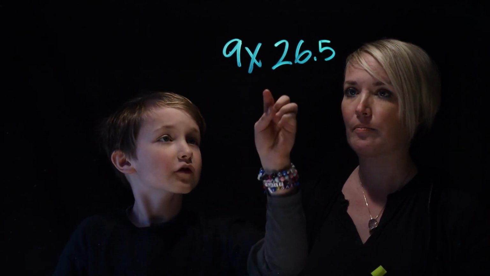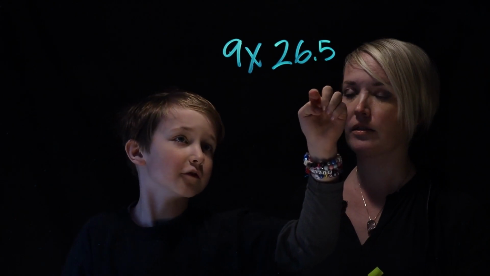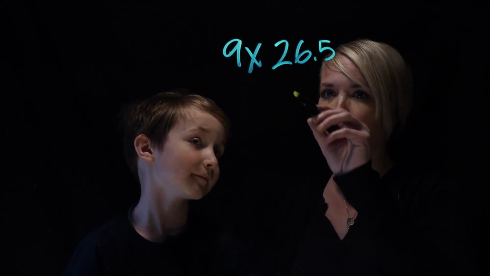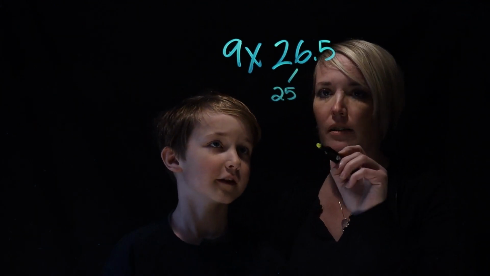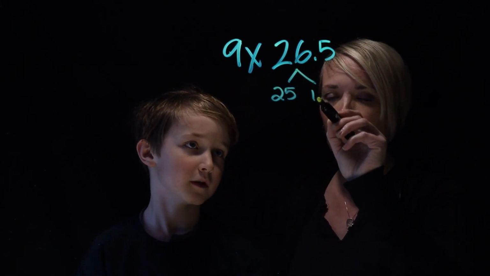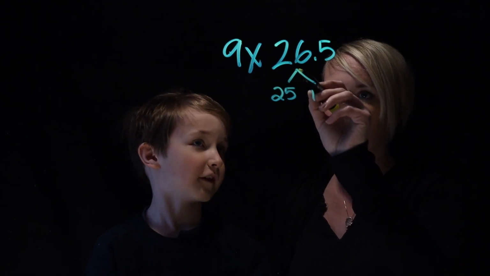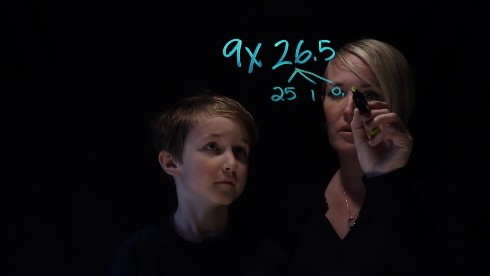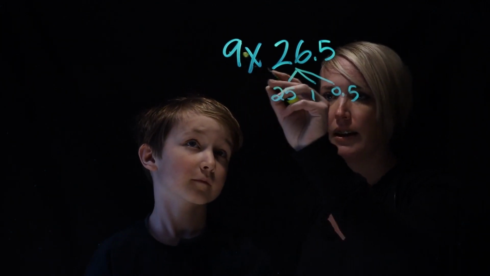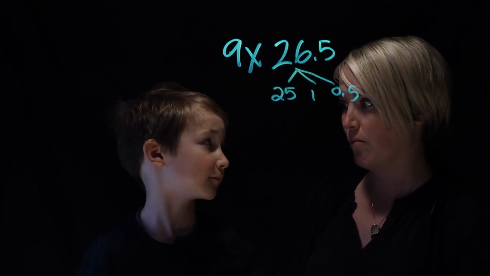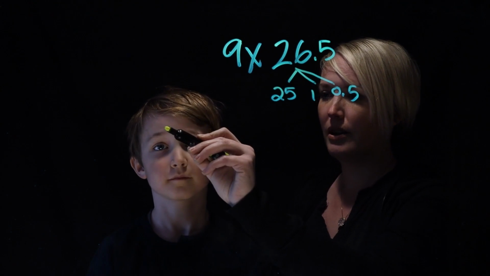Can we split the 26.5 into 25? Okay, so you're going to decompose the 26.5 into 25, and then 1, and then 0.5. So you're going to go 9 times 25 and add that to 9 times 1 and then add that to 9 times 0.5. So let's go ahead and write this down.